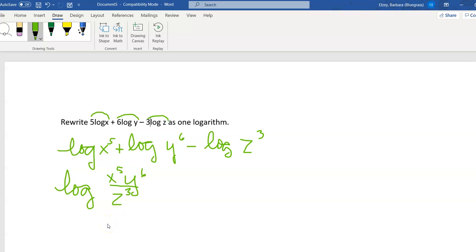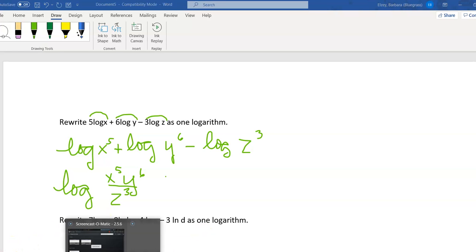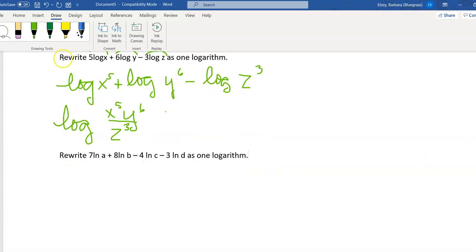All right, so let's take a look at another one. Let's rewrite natural log of a plus 8 natural log of b minus 4 natural log of c minus 3 natural log of d as one logarithm. All right, so first, let's first bring exponents back inside. So any number that's in front is going to go back into the exponent. So all of these numbers, and we don't want to bring this in as a negative 4. We just want to bring it in as a 4. Same thing with the 3. Just bring it in as a 3.